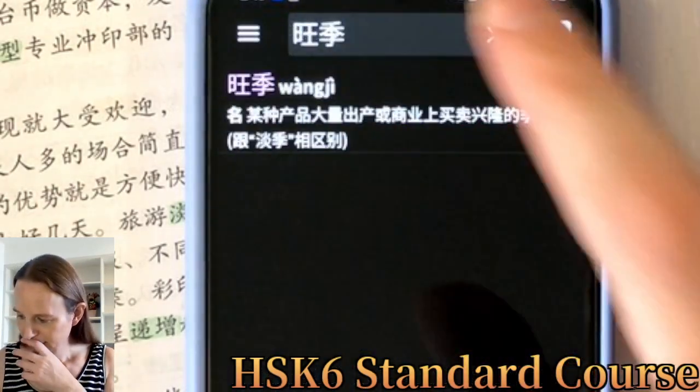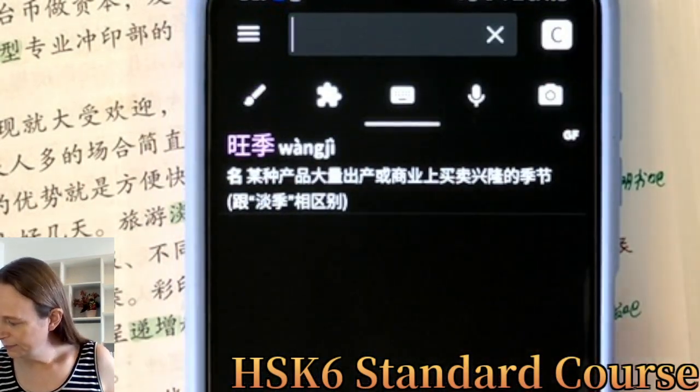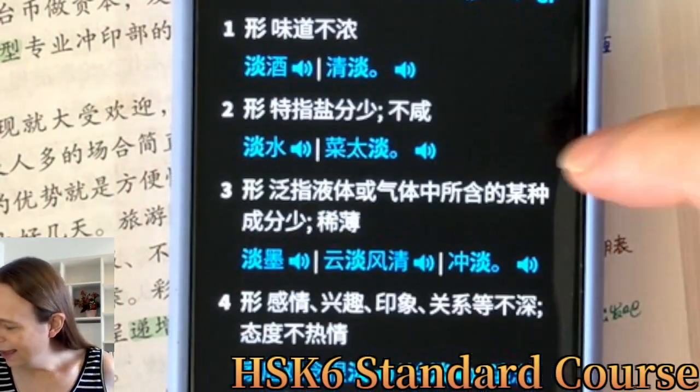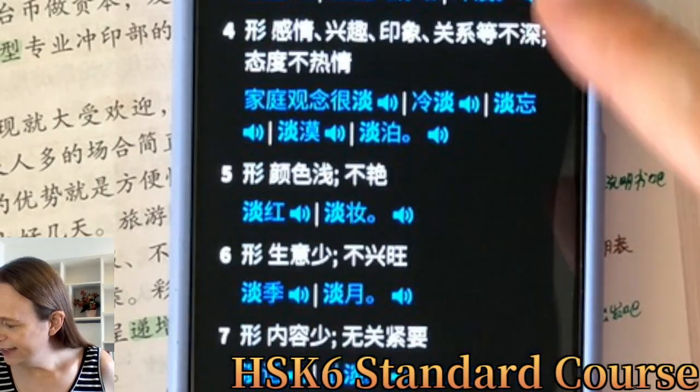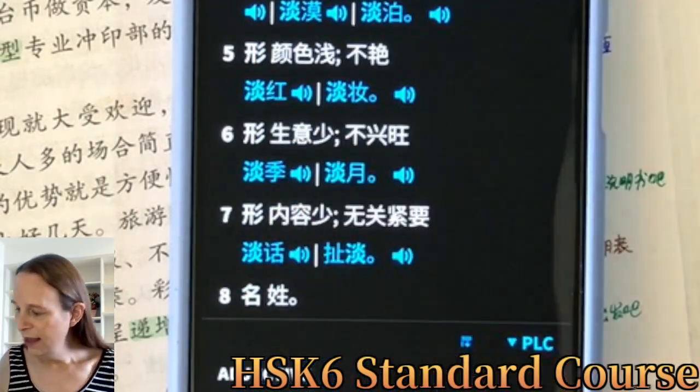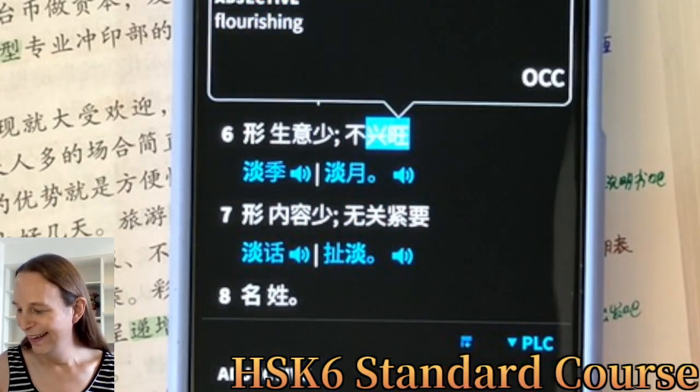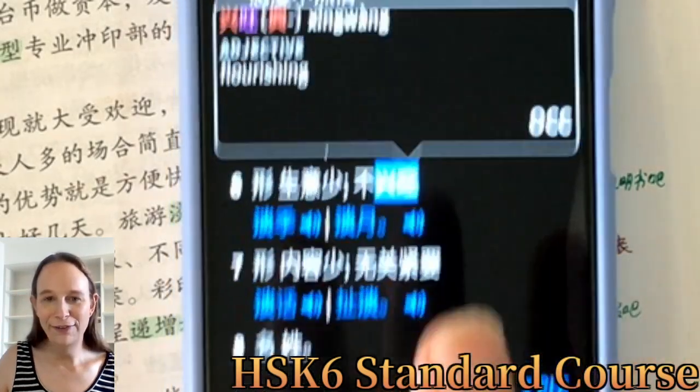And dan, I guess dan means watered down or something. I don't know. What does the dan mean in 淡季? Yeah, 生意少不兴旺. Oh, 不兴旺. 兴旺, not flourishing.